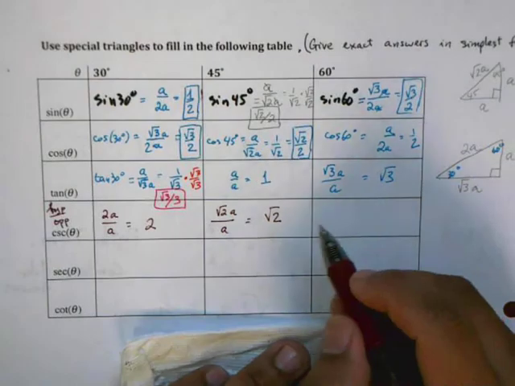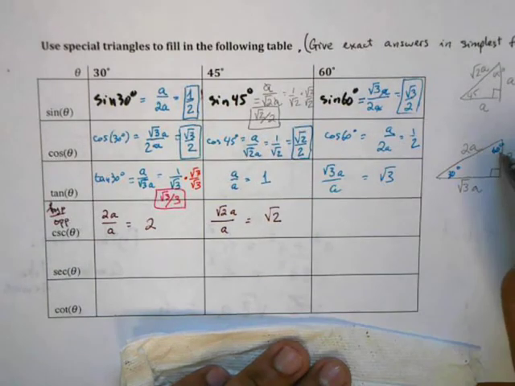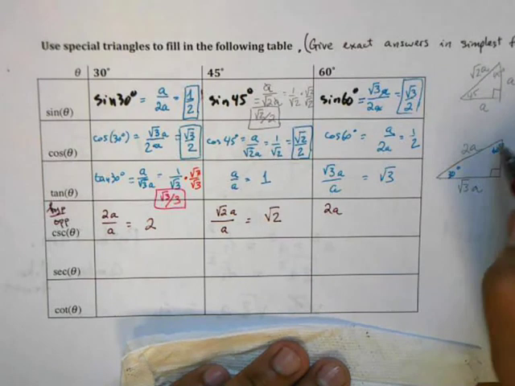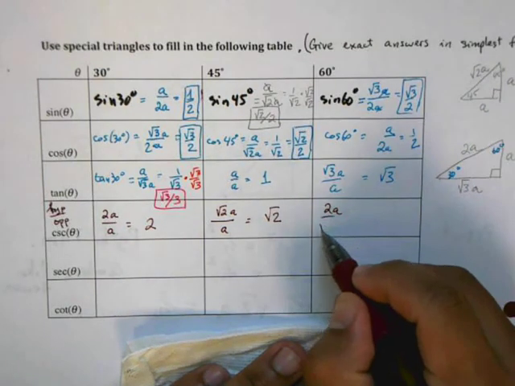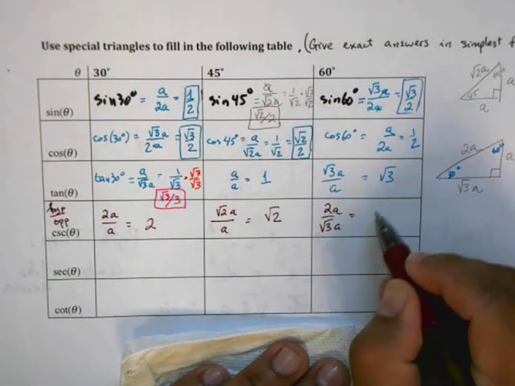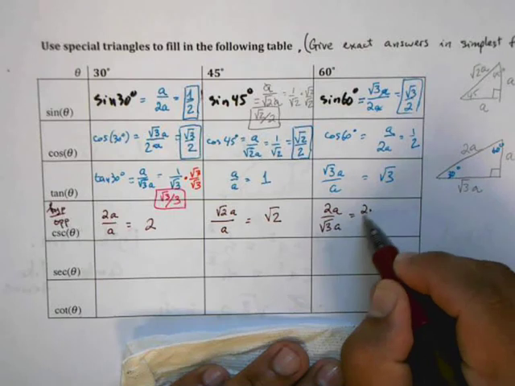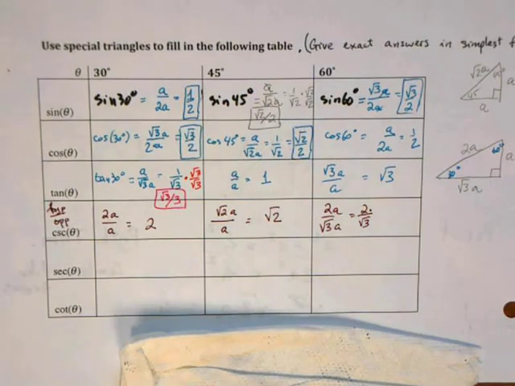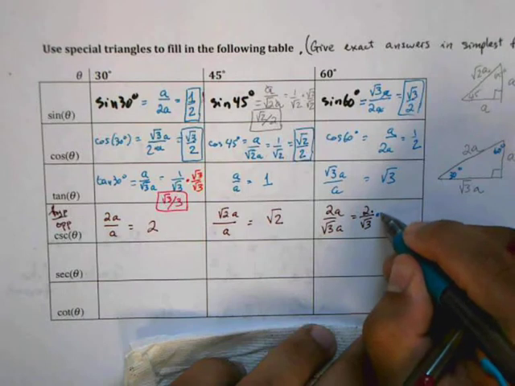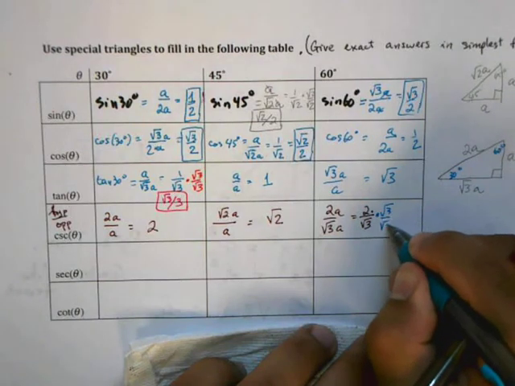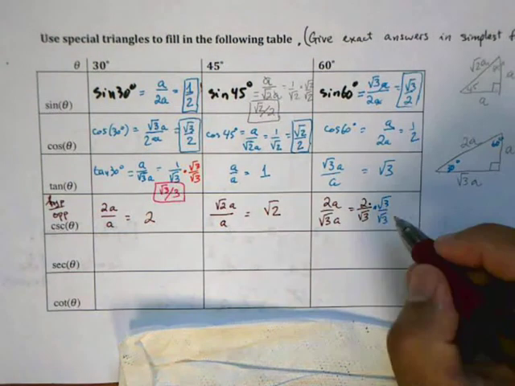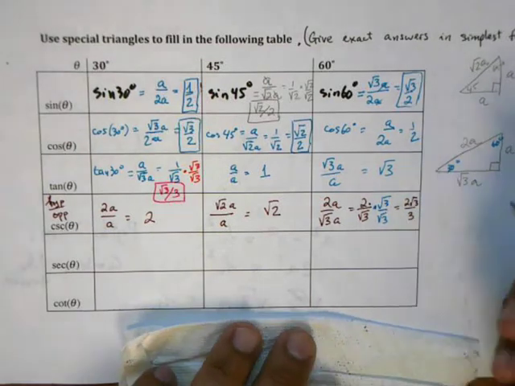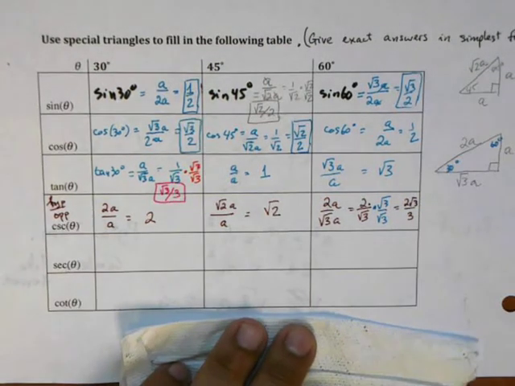All right, now the cosecant of 60 degrees. So I'm looking at this 60 degrees here. The hypotenuse is 2a. The opposite side is square root of 3a, and that gives me 2 over square root of 3. But I have to rationalize this denominator, so I multiply the top and the bottom by square root of 3, and that gives me 2 square root of 3 over 3, or 2/3 square root of 3.